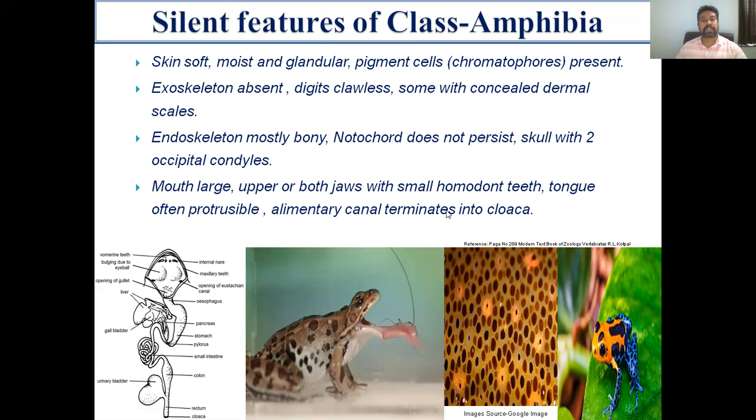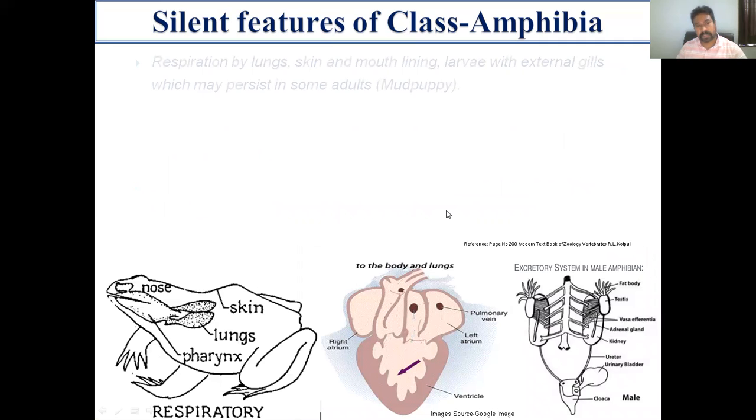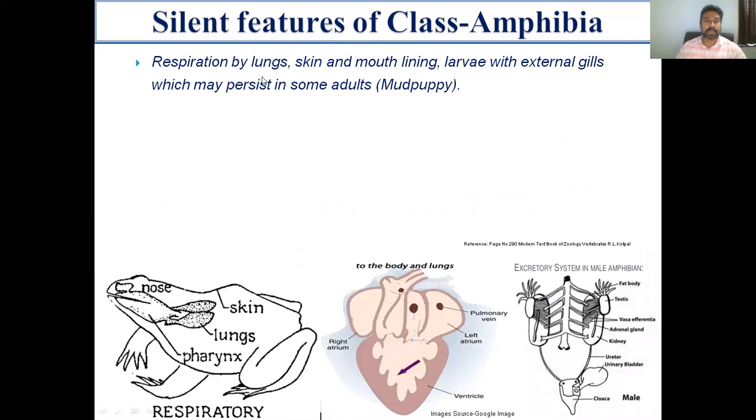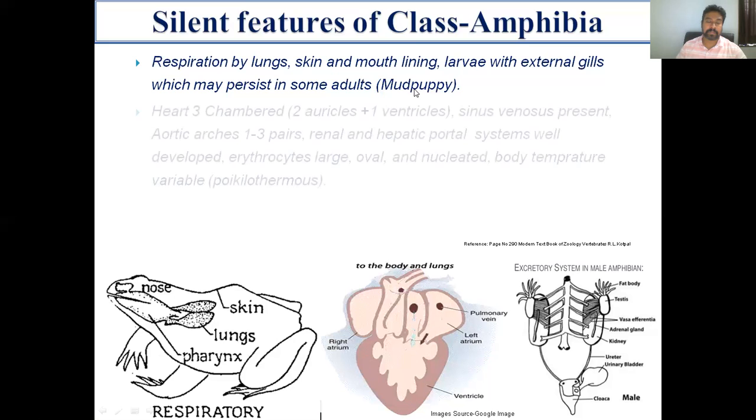If we discuss its respiratory system, they show respiration by lungs, by skin, and by the lining of the mouth. So they show pulmonary respiration with the help of lungs. They show buccopharyngeal respiration also, and they also respire with the help of the skin, which is called cutaneous respiration. The larva has external gills, and in some adult forms the gills may persist, for example in the mud puppy.